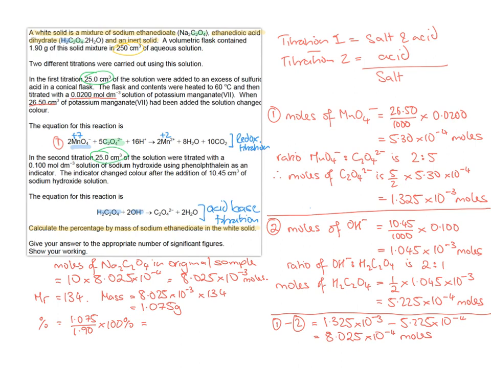Let's remember that we had to do it to the appropriate number of significant figures. It says that in the question. All the masses are to 3 significant figures, the concentrations to 3 significant figures, the volumes in the titrations are to 4 significant figures, but we go with the smallest, so it's 3 significant figures. So we end up with 56.6%. And that is the answer to our question. If we get that far, we've got 8 marks.